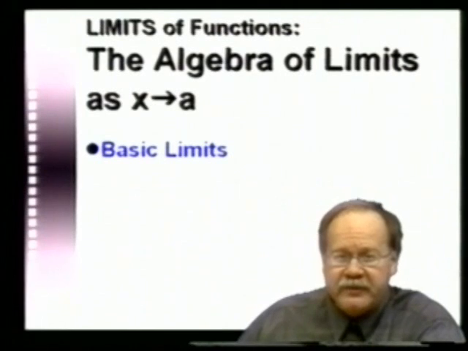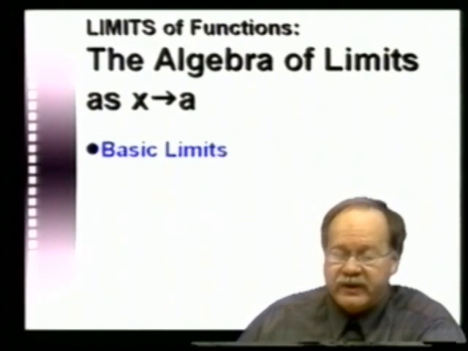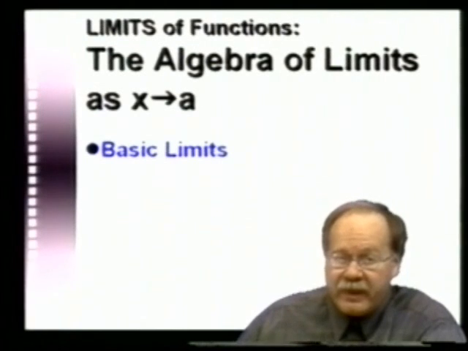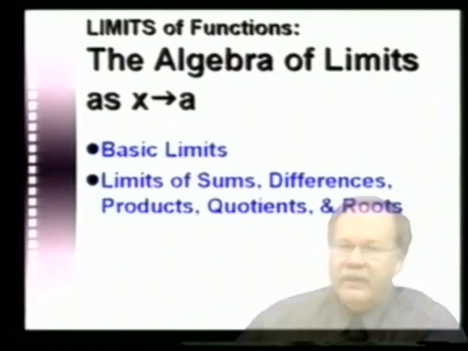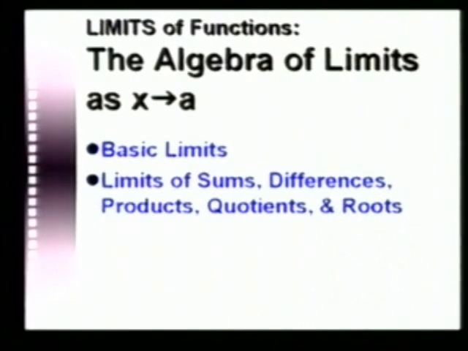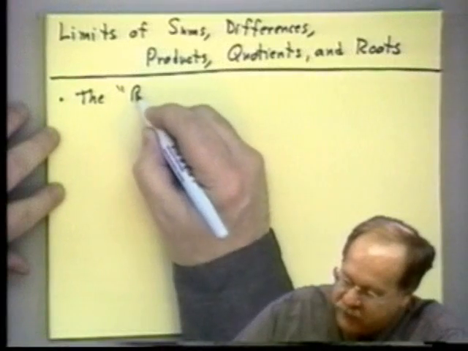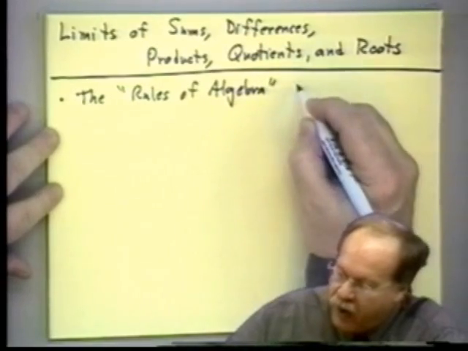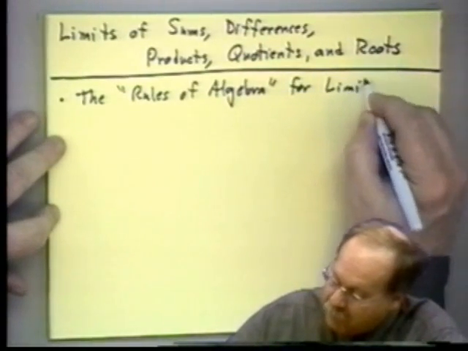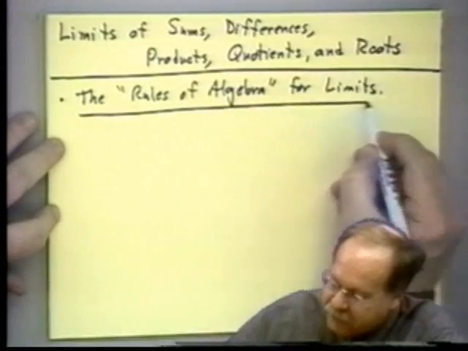But even before that, we need a little bit more of the algebra of limits, and that's coming up next. Taking limits of polynomials, rational functions, and other sorts of functions, we still have a little bit more algebra of limits to talk about. We've seen basic limits, which gave us three limits that are very basic and essential to doing what we're going to be doing. Here now are limits of sums, differences, products, quotients, and roots of functions. So we will start by saying that the rules of algebra for limits are what we are about to discuss.